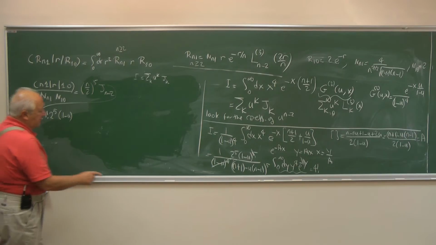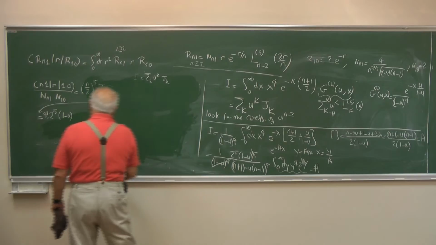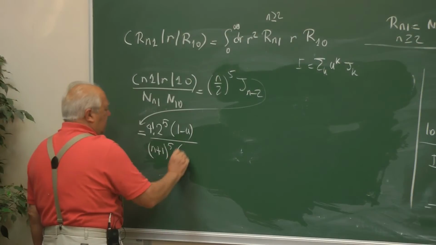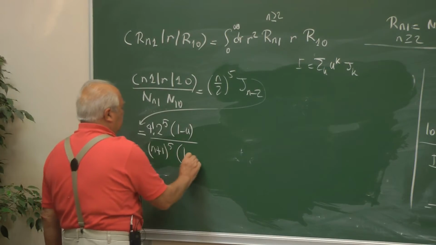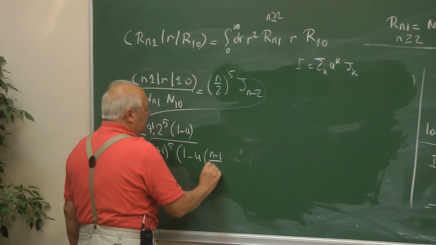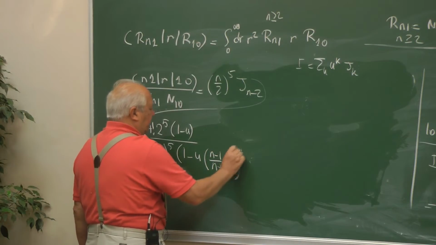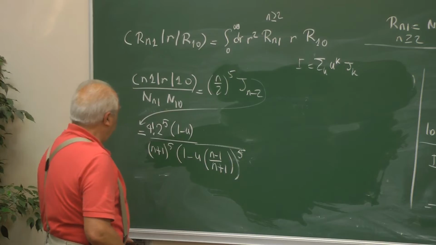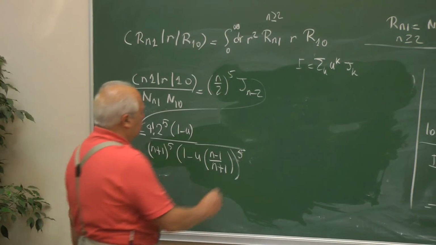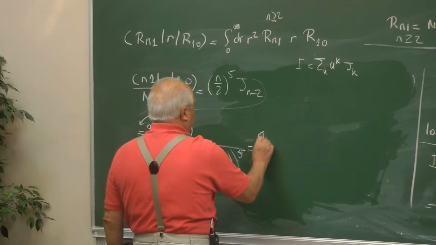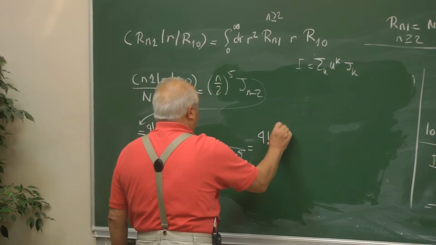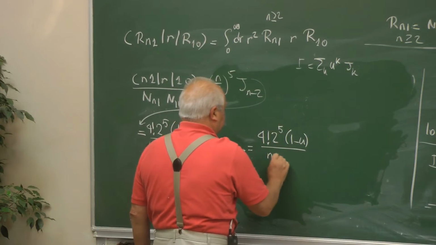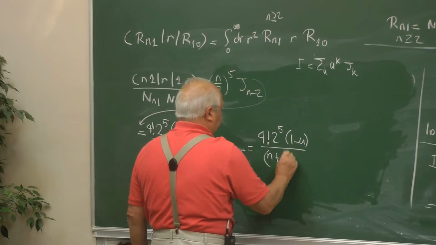All right. Now let me write this denominator in this fashion. It is n plus 1 to the 5, 1 minus u, n minus 1 over n plus 1, 5. You see why I'm doing it? Because I want to expand this. And this is 4 factorial 2 to the 5, 1 minus u, divided by n plus 1 to the 5.